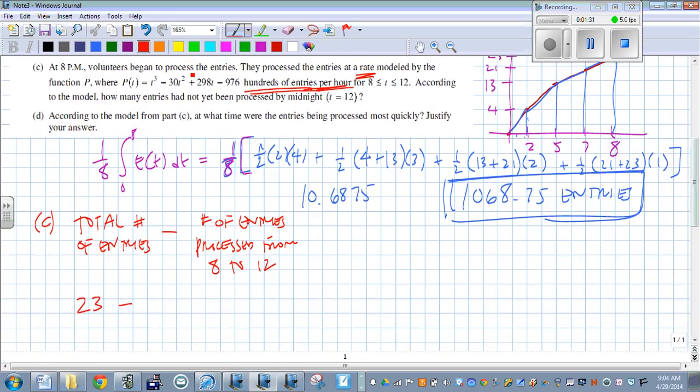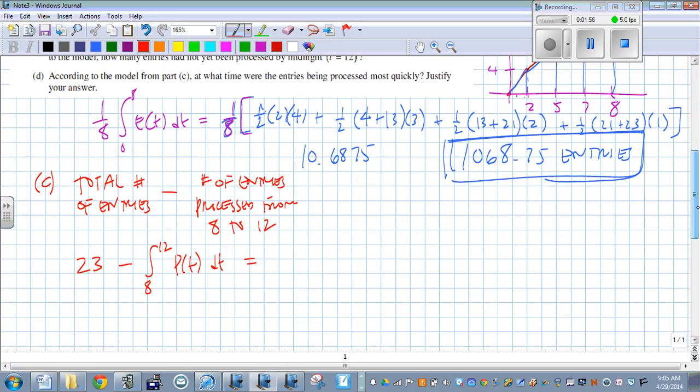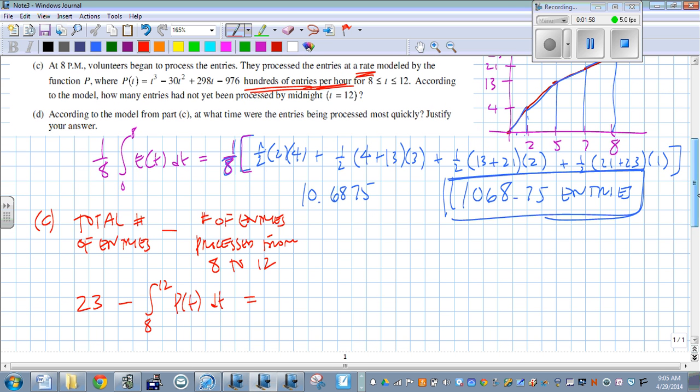Well, we have a rate, we have a time interval to find out how much has been processed over that time. We're doing the definite integral from 8 to 12 of that rate, so of P of t dt. So this is what we're trying to figure out. Right? A definite integral over a period of time tells us how much change has happened over that time when we have a rate inside of that. So we can do this in our calculator.